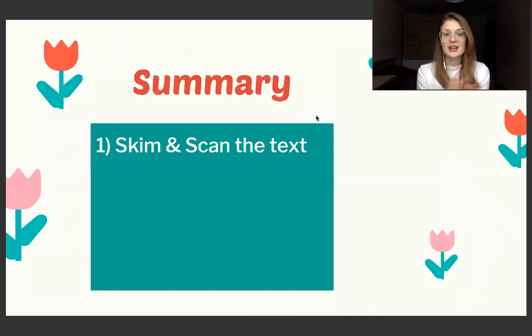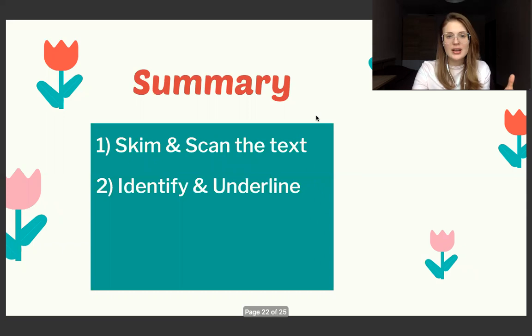First, when you see such a text, don't try to hasten things up. Don't try to read the sentences first. First, deal with the text. Skim it for general understanding, and then scan it to identify some key information, key points, to name the passages, and so on.